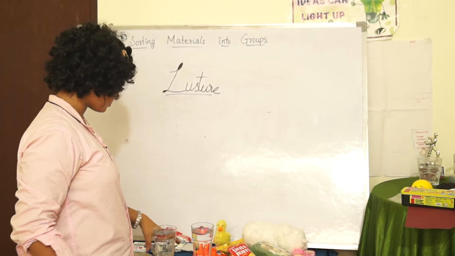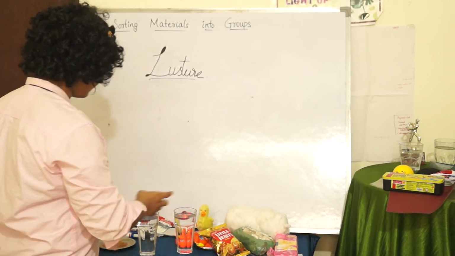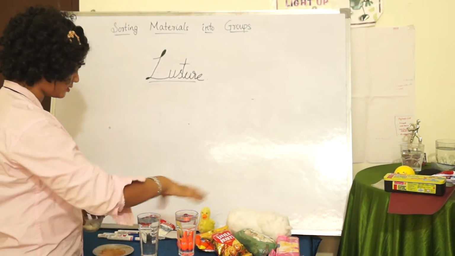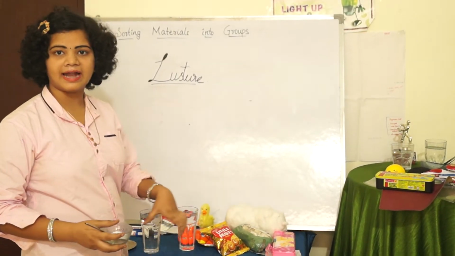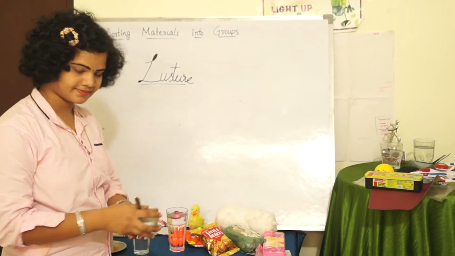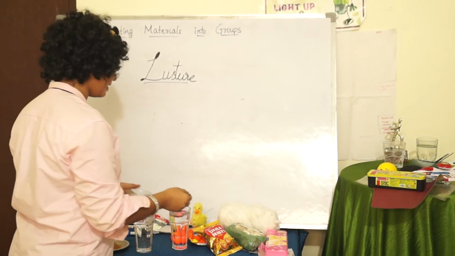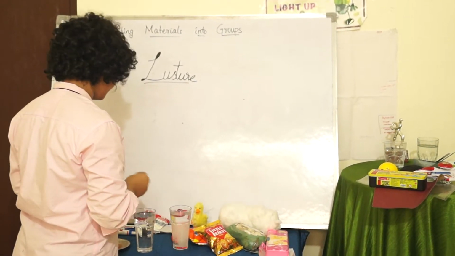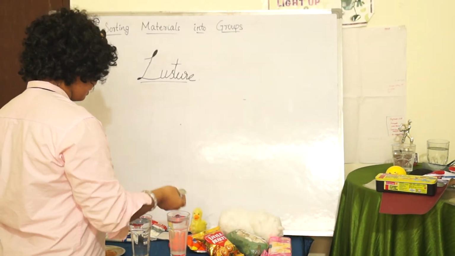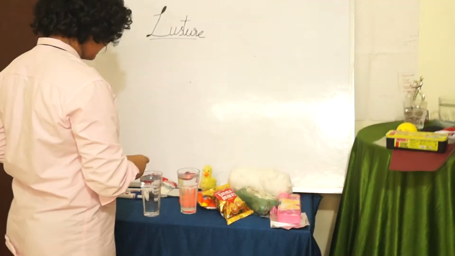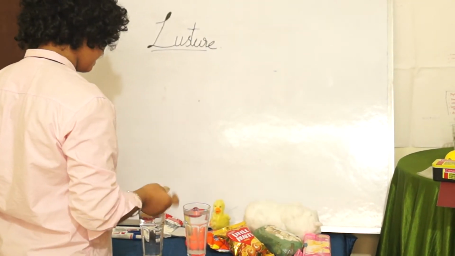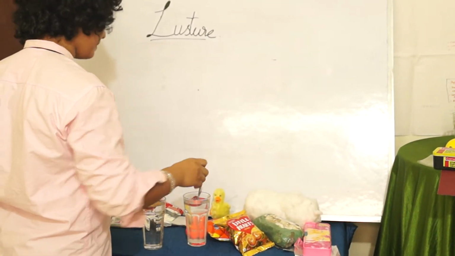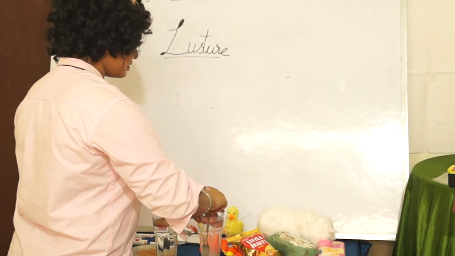So you have the 2 beakers or 2 glasses placed on this table, and in one glass let us add a bit of salt. In the second glass let us add some sawdust powder. Let us stir both well.